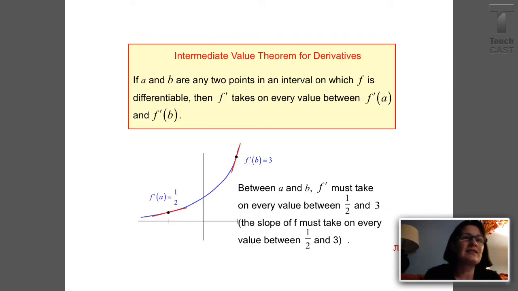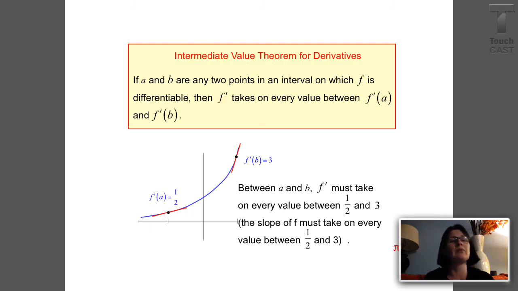And this other one, we call this the intermediate value theorem for derivatives. It doesn't come up nearly as often as the intermediate value theorem that we've already talked about, but it's good to have in your notes. It's really just an application of the intermediate value theorem to the function f prime, the derivative of f. So if a function f is differentiable, so it must therefore be continuous, then its derivative has to take on every value between its derivative at a and its derivative at b.